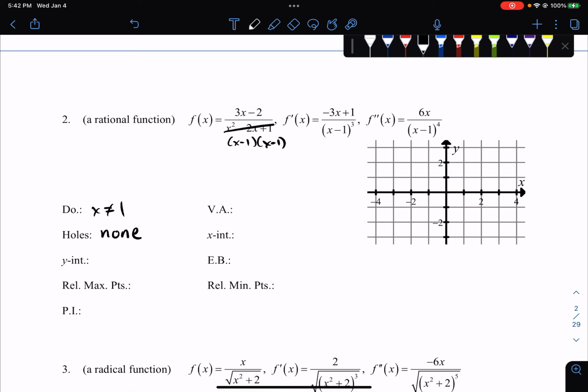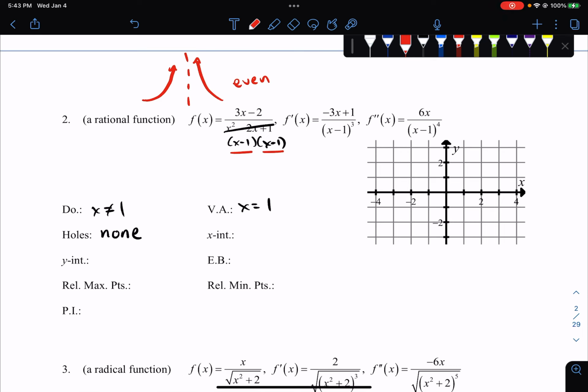Which leaves x minus 1 left on the bottom. So that means that at x equals 1, I'm going to have a vertical asymptote. And not only that, I know a little bit more. If you go back to secondary math 3, because x minus 1 actually shows up twice, we call that even. And it's going to have an even asymptote, which means if the left side goes up, the right side's also going to go up, okay?